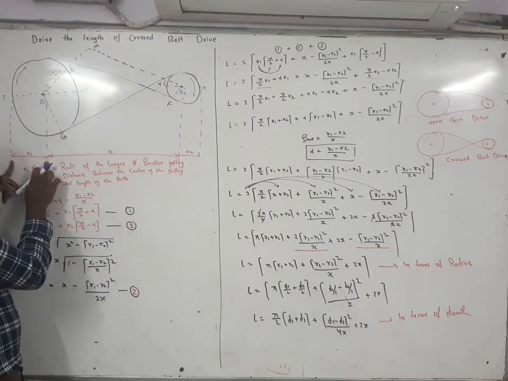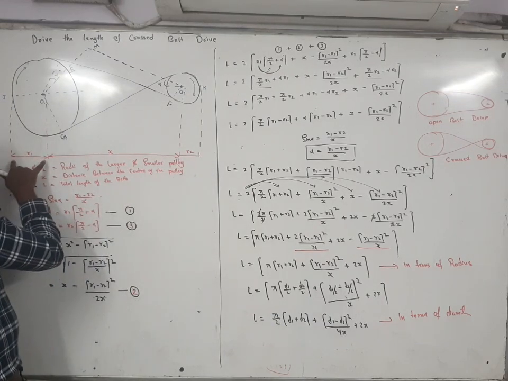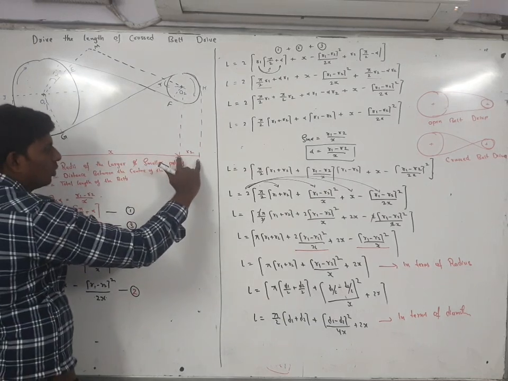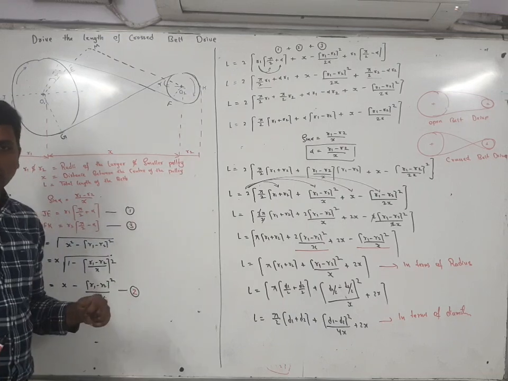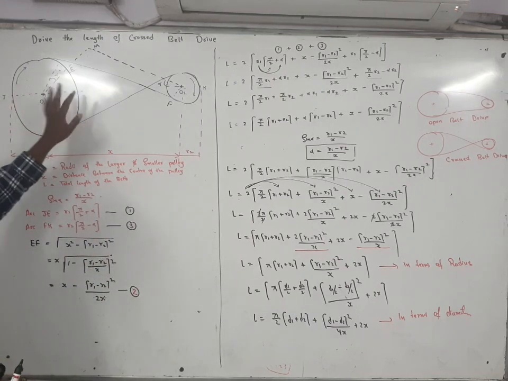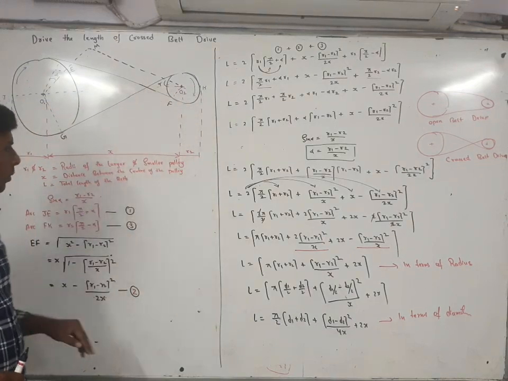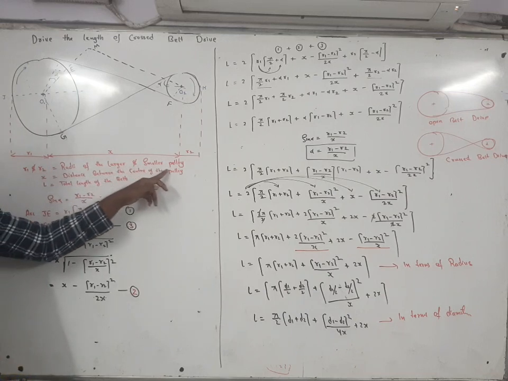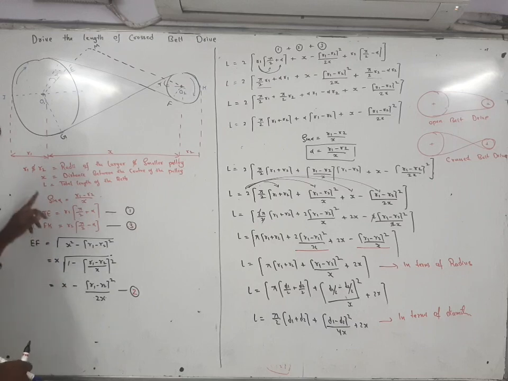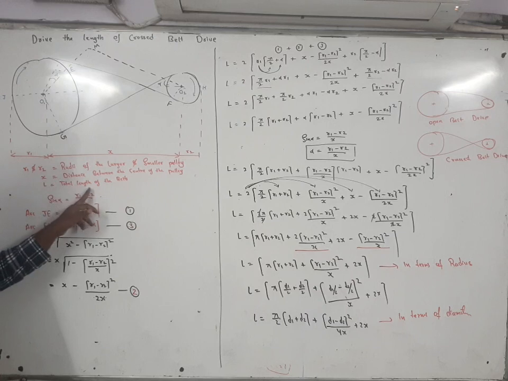The radius of this one is known as R1, and the radius of this one is known as R2. This one is the driver pulley and this one is the driven pulley. So, R1 and R2 are the radius of the larger and smaller pulley. Same thing you have to write. X is the distance between the centers of the pulleys. L is the total length of the belt.